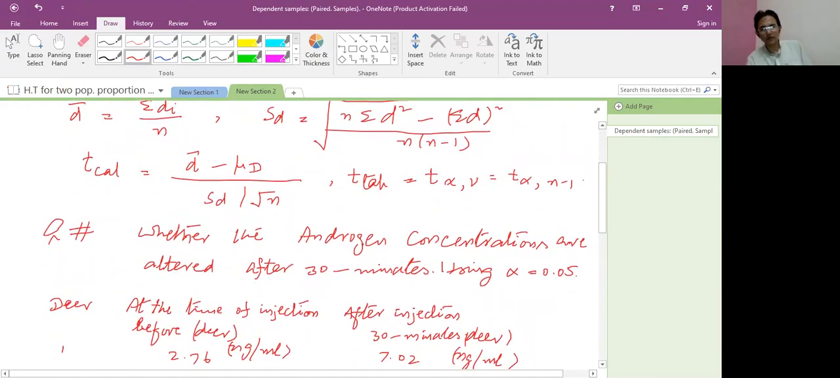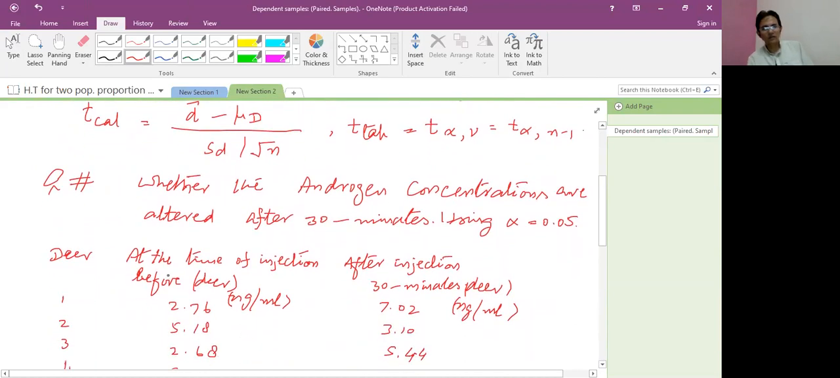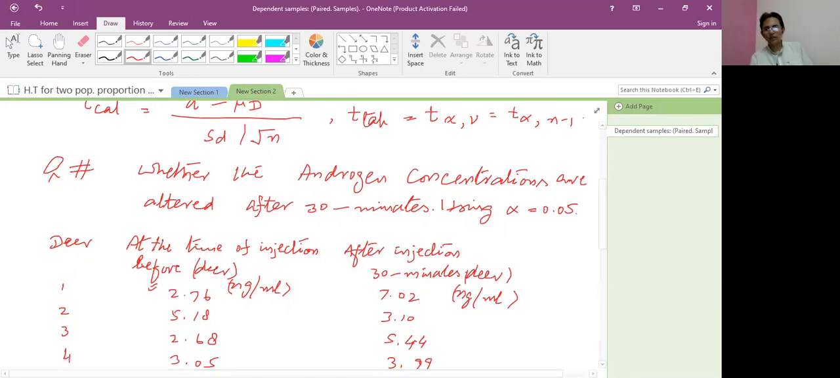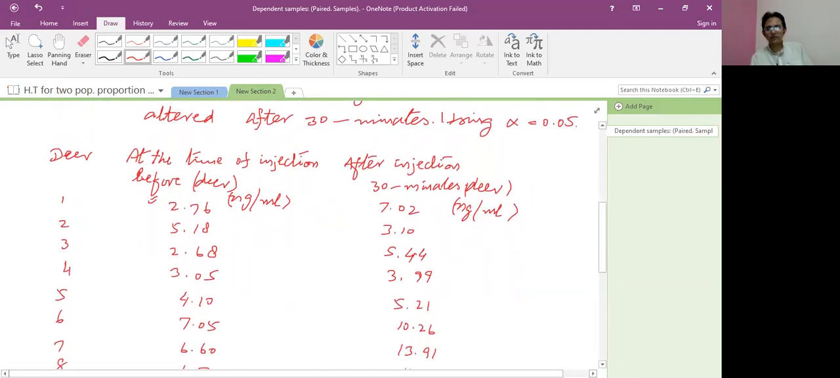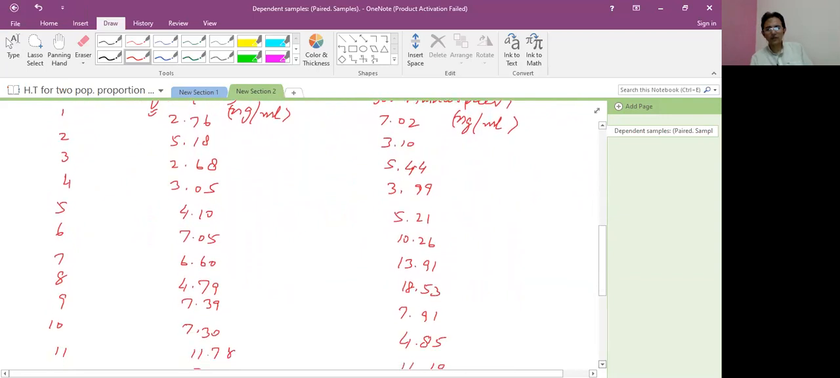So the question is whether the androgen concentrations are altered after 30 minutes, using alpha equal to this. There are 15 deer, so n is 15. This data represents before, at the time of injection, and after, 30 minutes after injection. The unit is ng per milliliter, in the deer's blood, I think.